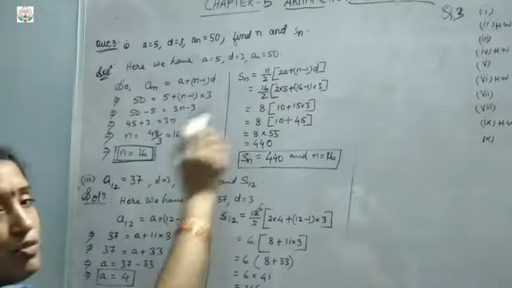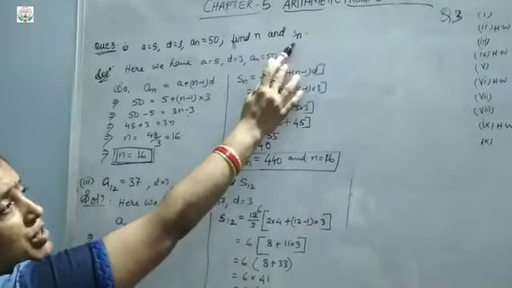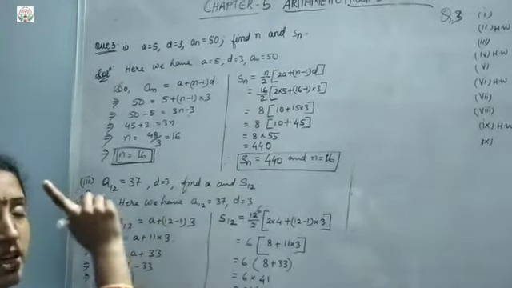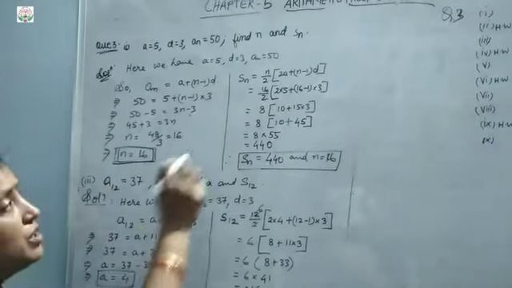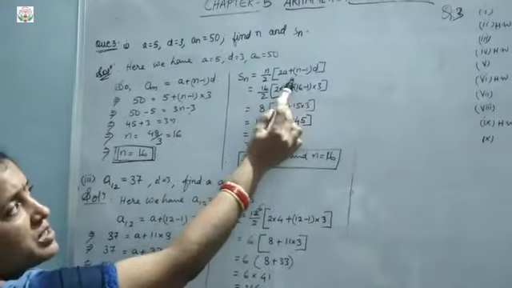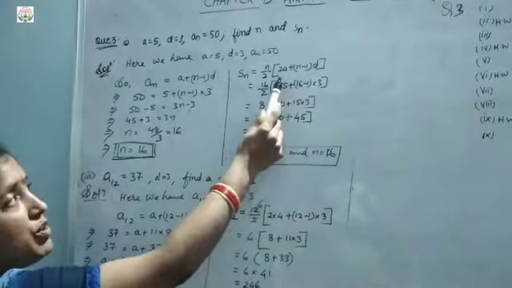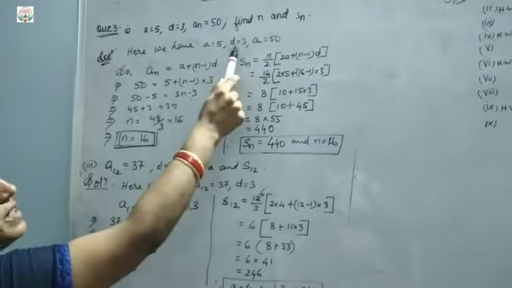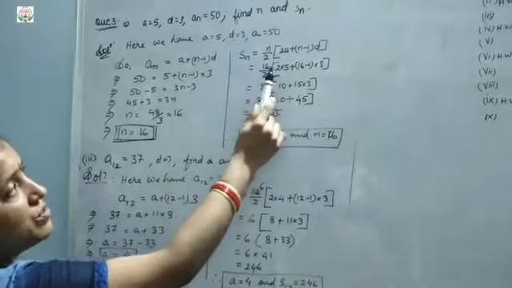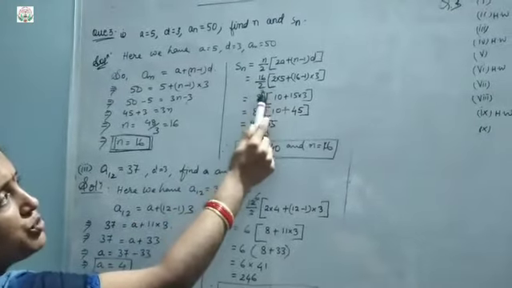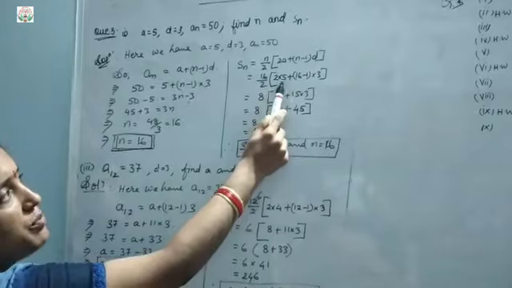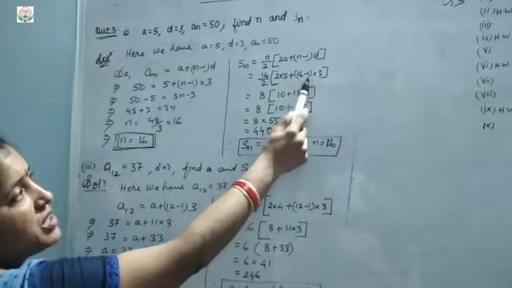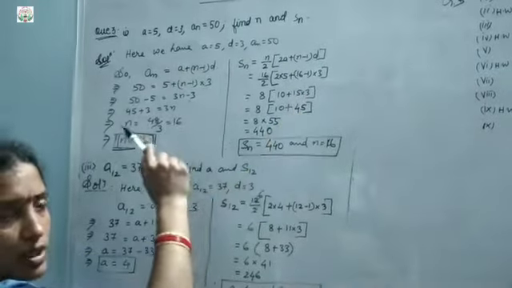After that we will find Sn, because that is what we have to find next. So Sn equals the formula of the sum of n terms, that is n upon 2 into 2a plus n minus 1 into d. Now we will put the values of n, a, d. That will be n is 16, upon 2 into 2a means 2 into 5, plus n is 16, so 16 minus 1 into 3.